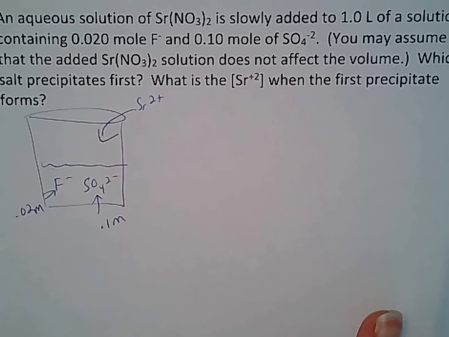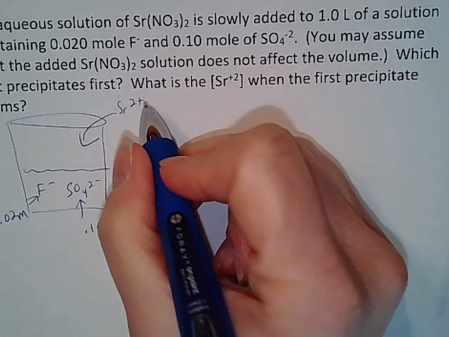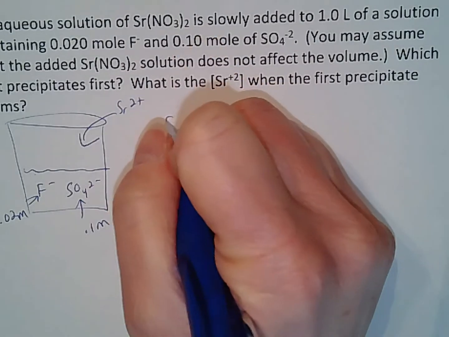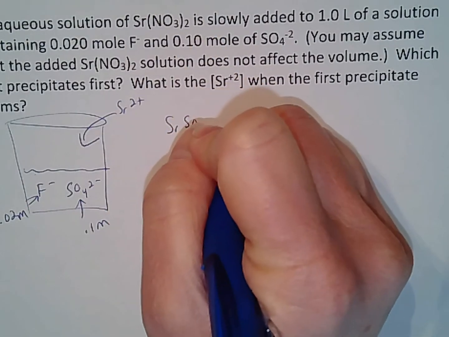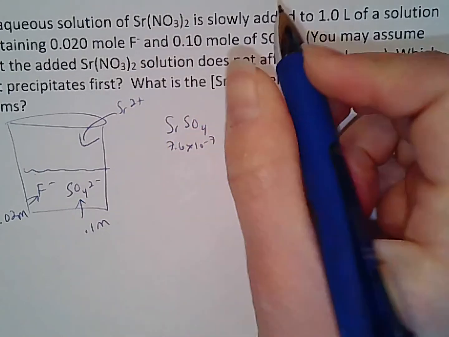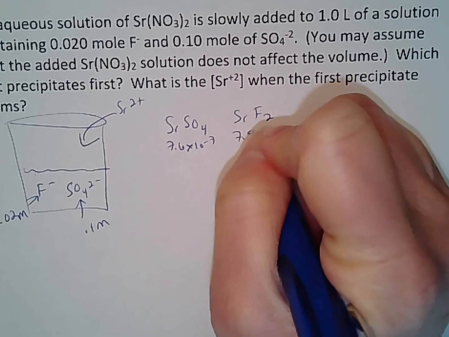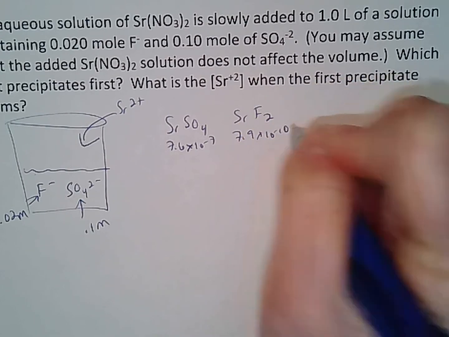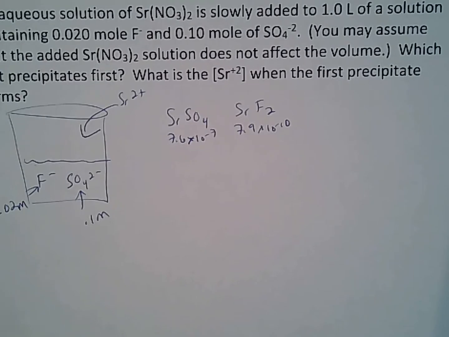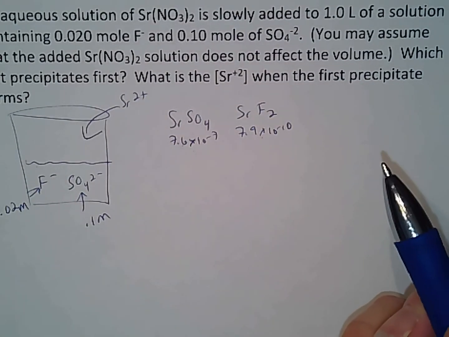So the question is, which precipitates first when the strontium is added? So again, my strontium sulfate has a Ksp of 7.6 times 10 to the -7, so I'm just going to rewrite it from the first page. And strontium fluoride is 7.9 times 10 to the -10th. Since these are not both 1-to-1, I can't just compare the Ksp, so that's why you have to do a little bit more digging.